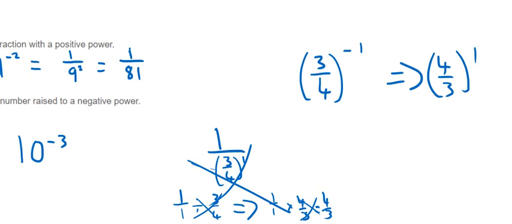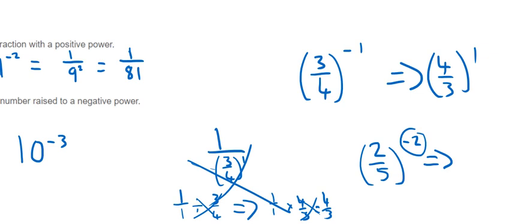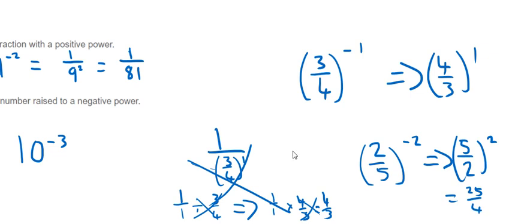If you were to take another one, 2 over 5 to the power of minus 2, what we can do there is change that minus 2 into a positive, and then just flip the fraction. So 5 over 2 to the power of 2, and that would be 25 over 4. So if something like a fraction comes up, instead of putting 1 over the fraction, it's the same thing as just flipping it.